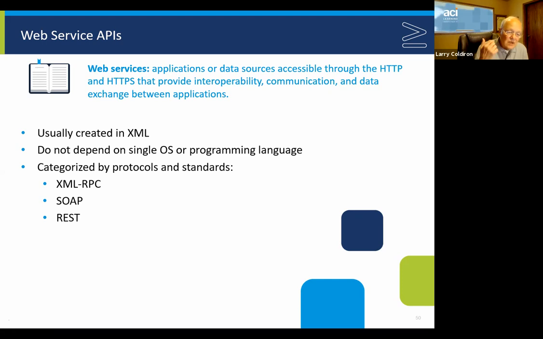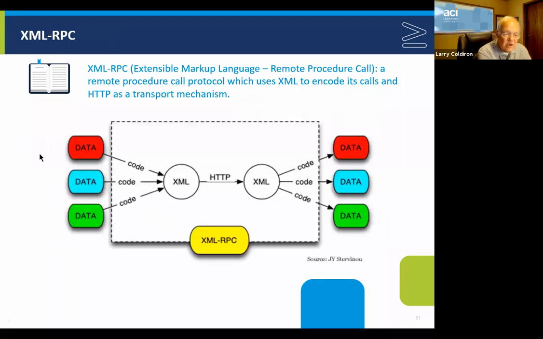Categorized by products or standard: XML-RPC, SOAP, and REST. Representational state transfer, REST, is where we're going to go. So web services for this one go through HTTP, HTTPS, and we're going to continue to use this protocol to exchange that information. Just some terms: XML is extensible markup language, and RPC is remote procedure call.